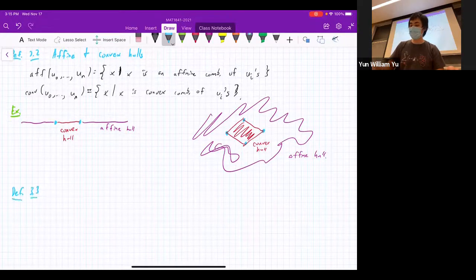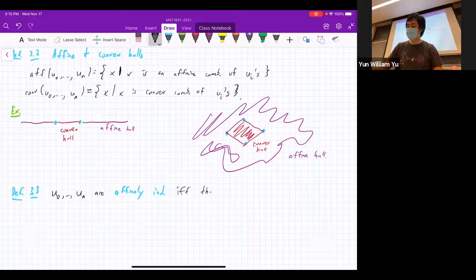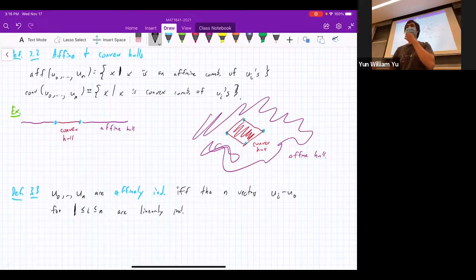And we can also define what it means for points to be affinely independent. So u_0 through u_n are affinely independent if and only if the n vectors, so note that we had n plus 1 points, u_i minus u_0, for i greater than or equal to 1 and less than or equal to n, are linearly independent. Of course, u_0 isn't special. It doesn't matter which of those you choose. And that's linear independence in the standard linear algebraic sense.